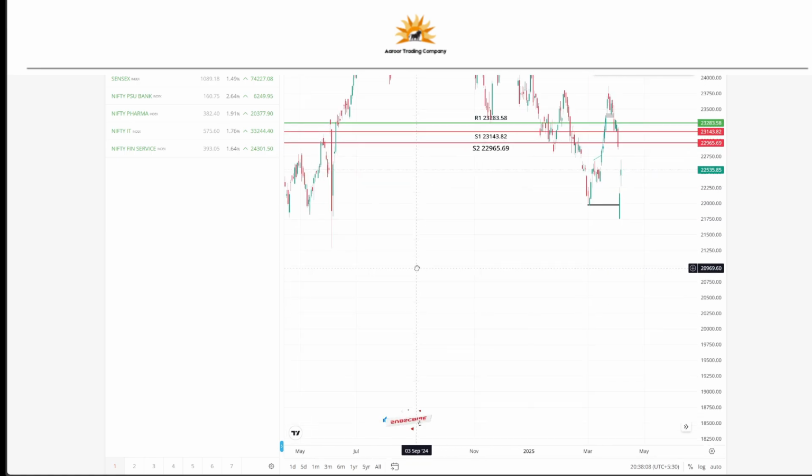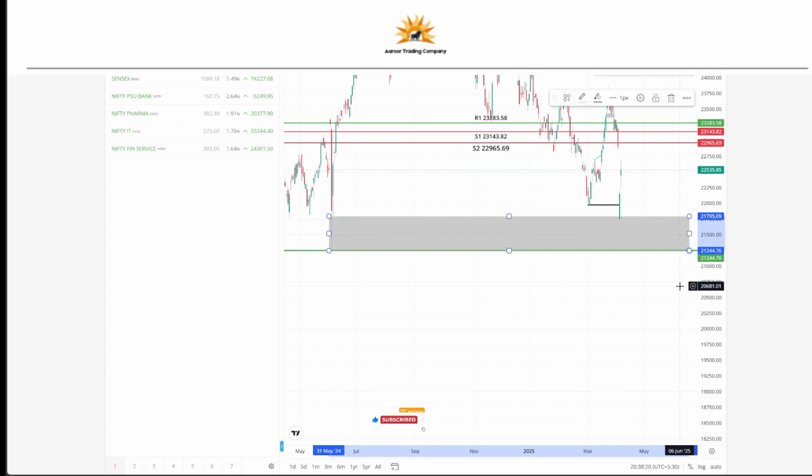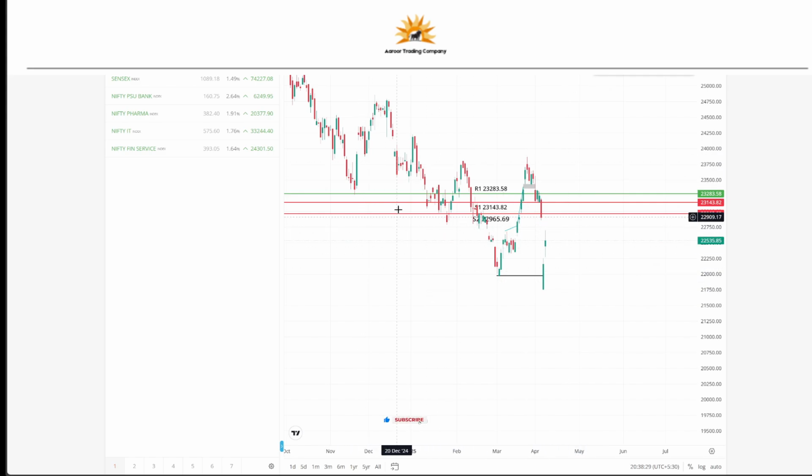Activated in the sense that it should come up at least in this region, in the range of 21,244 to 21,795. So what we need to see before that is which one gets activated.